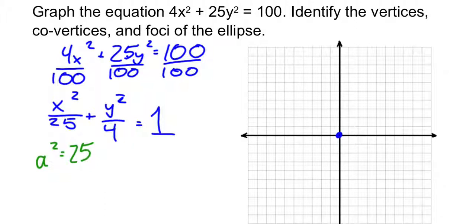So basically here, you know 25 and 4, one of them is going to be a squared, one of them is going to be b squared. So which is which? The larger one is going to be situated on the major axis. So that means that a squared is 25, b squared is equal to 4. So what does a equal? 5. And what does b equal?